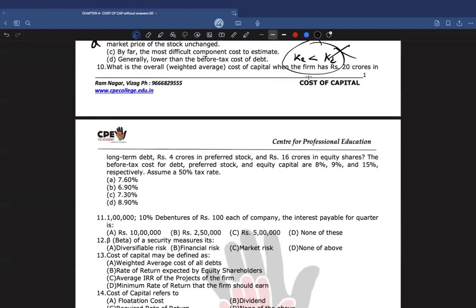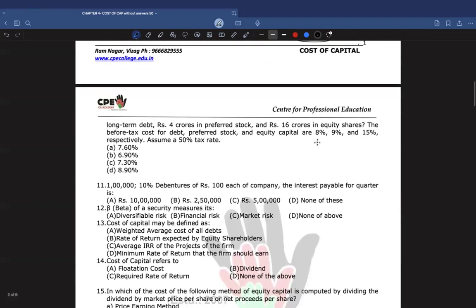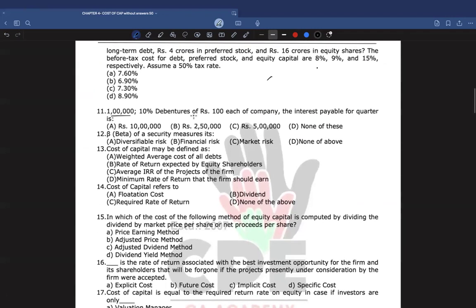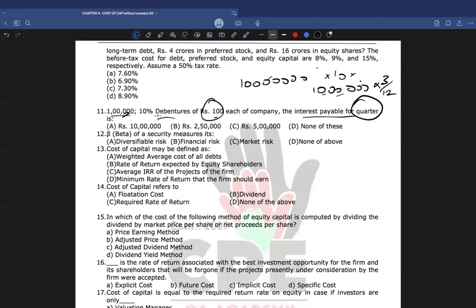What is the overall cost of capital if the firm has 20 crores in long-term debt? So again, because it's weighted average cost of capital. Then 1 lakh 10% debentures of 100 each, interest payable quarterly. So maybe 1 lakh into 100, 100 lakhs and 1 crore capital, 10% interest, 10 lakh. But as it's per year and quarter is 3 months, so 3 by 12, so 2,50,000. So maybe in the exam we need to check whether it is for year or quarter. If quarter, then the answer is B.